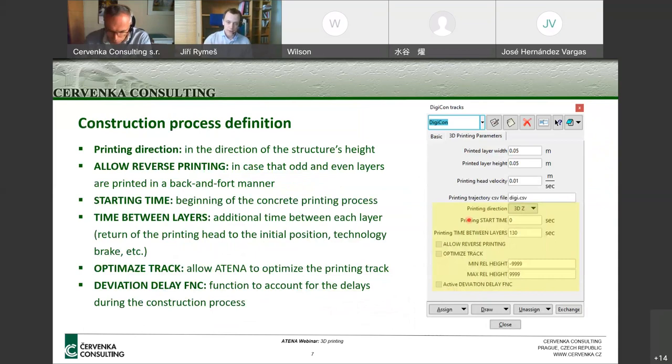This file is then, you specify the name of the file, and it should be placed in the folder with the GID model, not in the ATENA calculation folder, which is also there, but one folder above this.